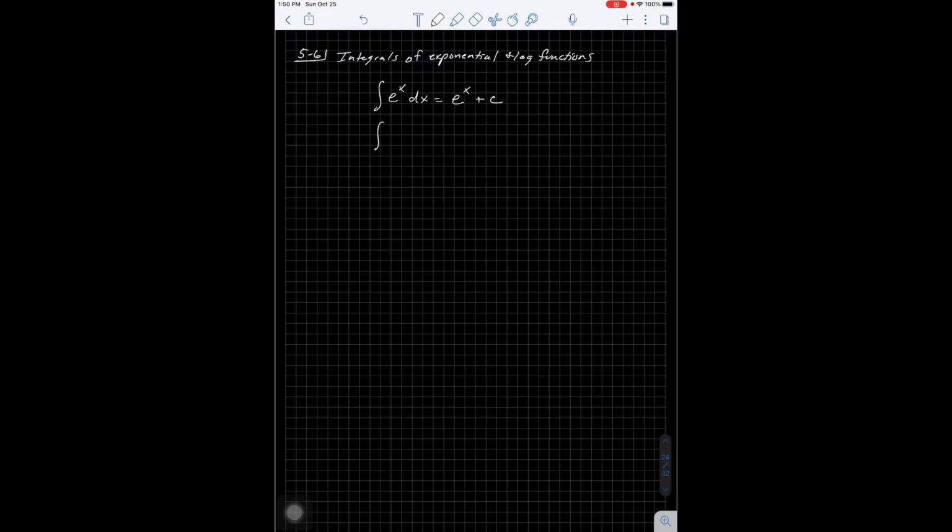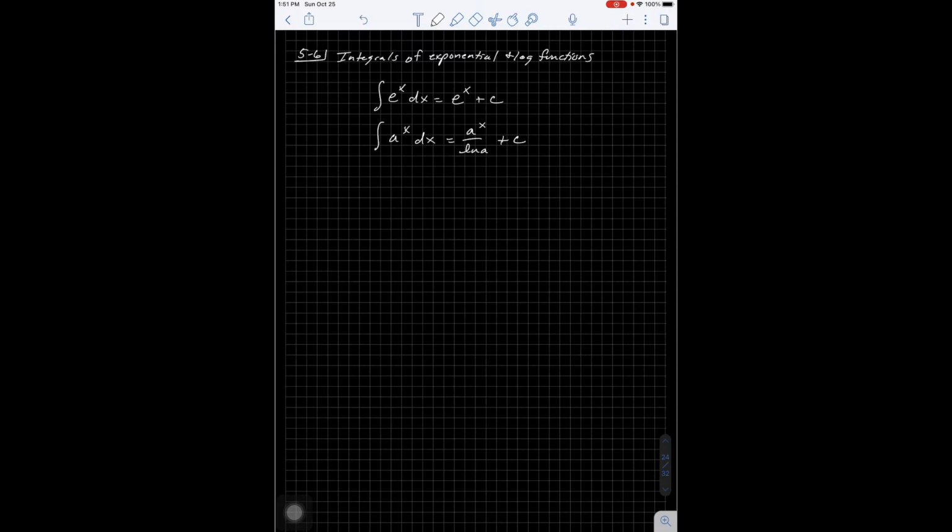A more generalized form of this formula is the integral of a to the x. And if you remember, the derivative for an exponential was a little more complicated than the derivative for e to the x, and so the integral also is a little more complicated. And this is what it is. It's the exponential itself, and we divide by natural log of a.